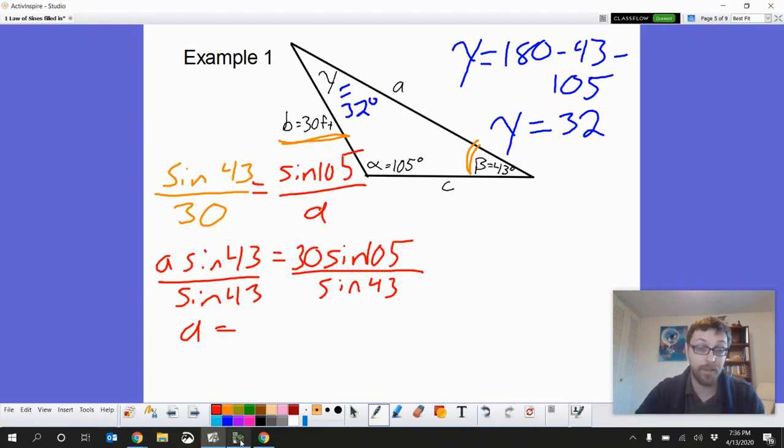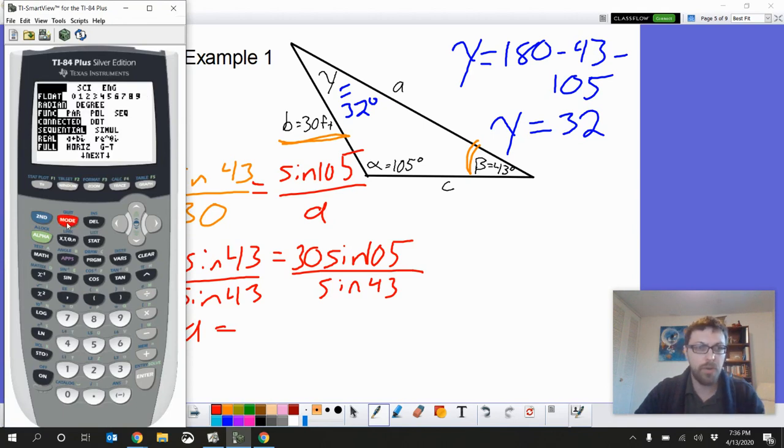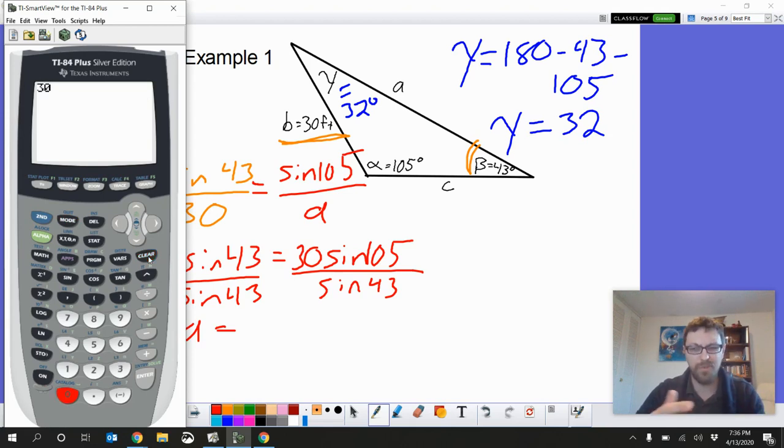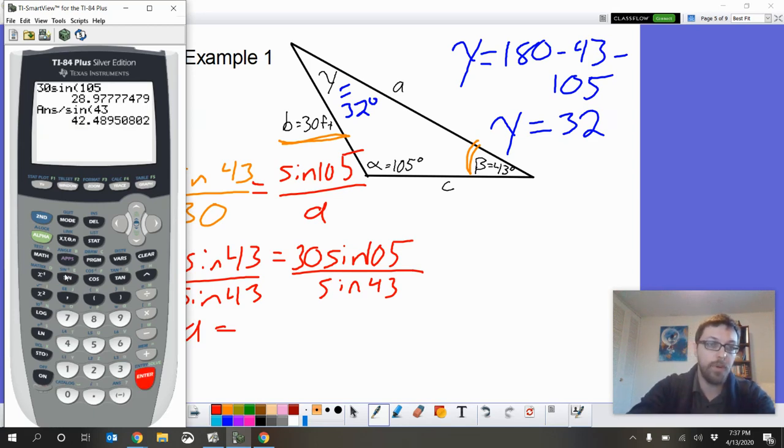I need to type this into my calculator to figure out what my answer is. Now, double check your mode for this. These are in degrees. We're not doing radians. Plus, it's goofy to put radians in a non-right triangle. Anyway, 30 sine of 105. I like to do my numerator and then hit enter and then divide by my denominator. Divide by, I need sine. I like to do it in these two steps. That's just how I do. So we get 42 point, and I'll round that to 42.490.